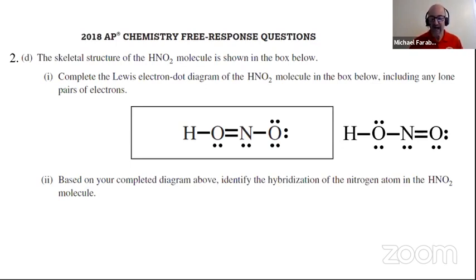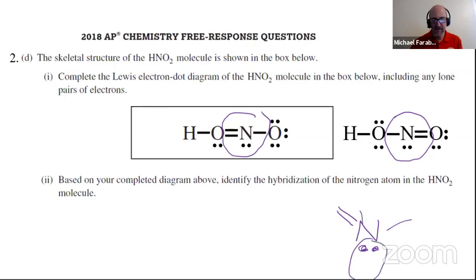Now, as far as the hybridization of the nitrogen, we're focusing on this nitrogen or this nitrogen. You get the same answer either way. So we have a nitrogen with a double bond, and then we have a single bond, and we have a lone pair of electrons. If we count the electron domains, and we don't count this double bond twice, we have a total of 3 electron domains, and that corresponds to sp2 hybridization.